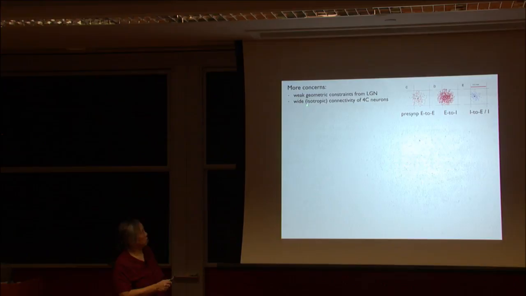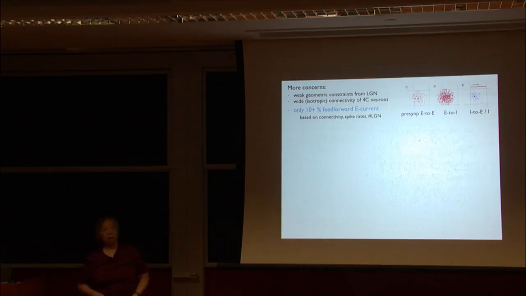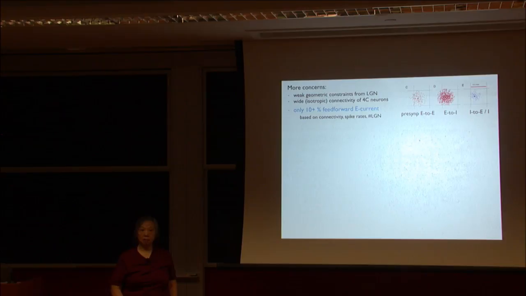So the geometric constraints from LGN are very weak. We already saw that, okay? It's isotropic. Look how far it goes. It doesn't just talk to the ones in its own orientation domain. It talks to practically everybody in the whole thing. So it's going to be all smeared out, and that's kind of a problem. Here's another problem. By the time you count the spike rate, count the number of LGN cells, and so on, you find that only about 10% of the current it receives is from feedforward. So it gets very weak current from feedforward. The current is poorly constrained, and the neurons talk to each other. It's kind of a mix where you wonder if it would work at all.